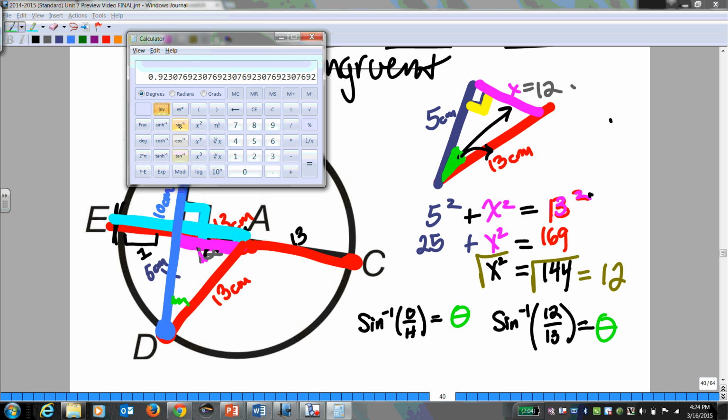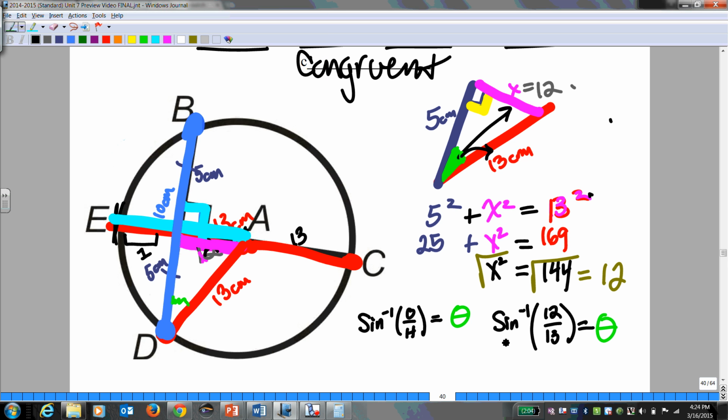Inverse sine. I'm going to round to the nearest whole degree. That's 67. So this angle right here is 67 degrees. I got 90 there. I'm going to go 90 minus 67. It's 23. You're like, yay, I'm done. I found all the angles.